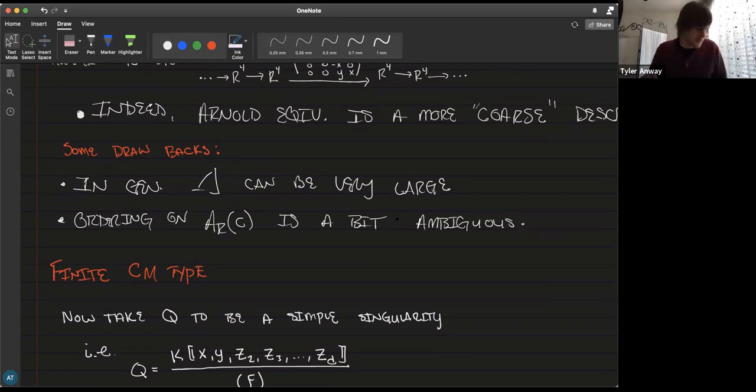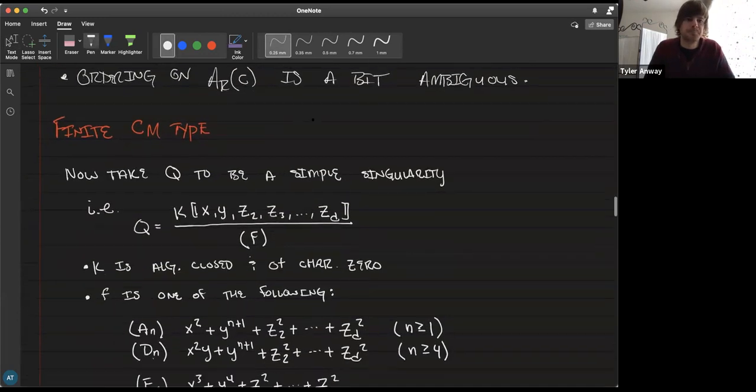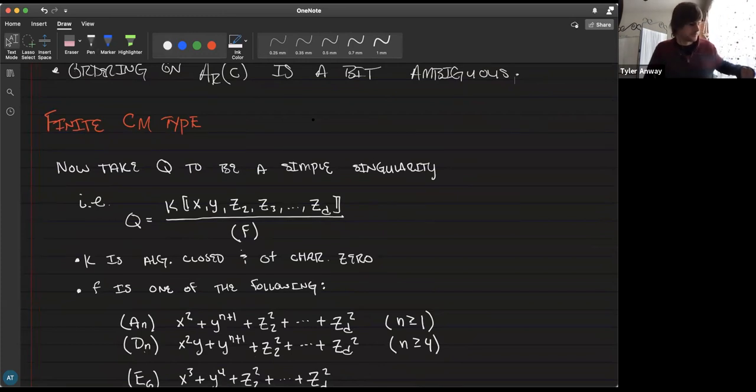Right? So to help address these concerns, we're going to employ the age-old tradition in physics of assuming spherical cows. That is to say that we're going to make some assumptions to simplify our theory. This is where we introduce the finite CM type.